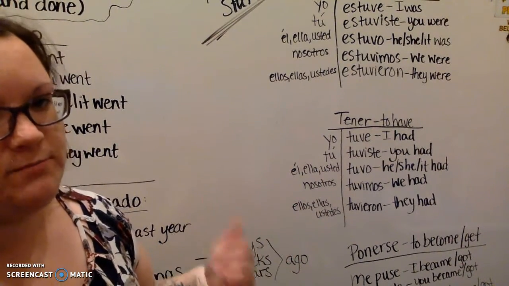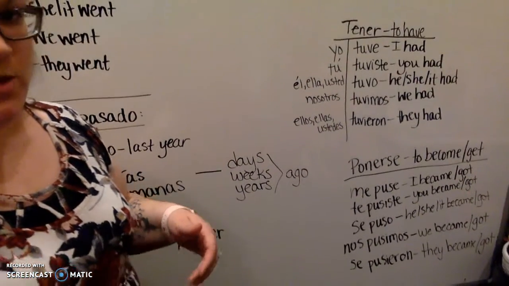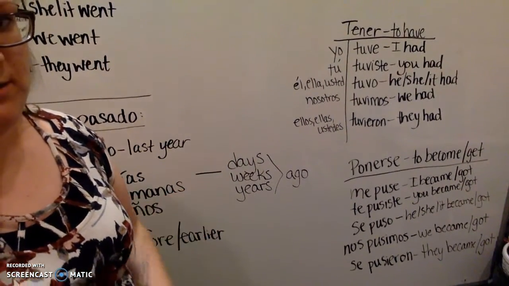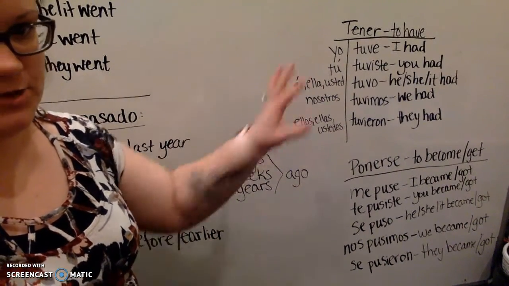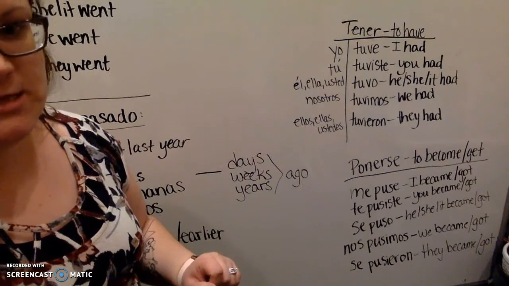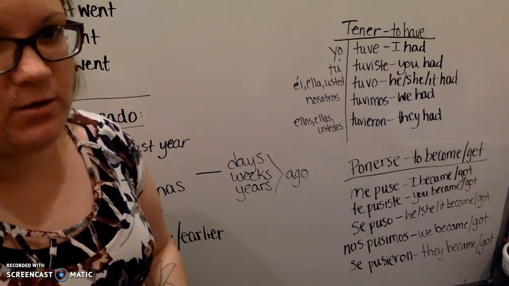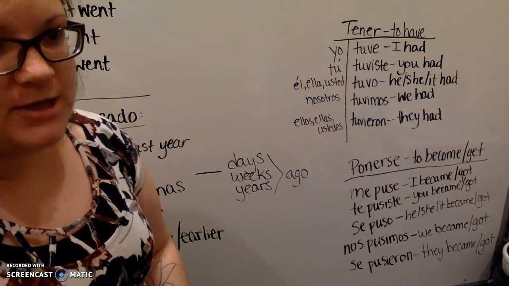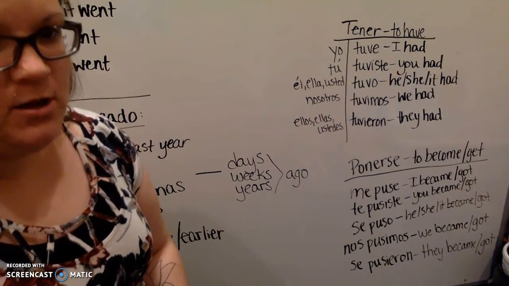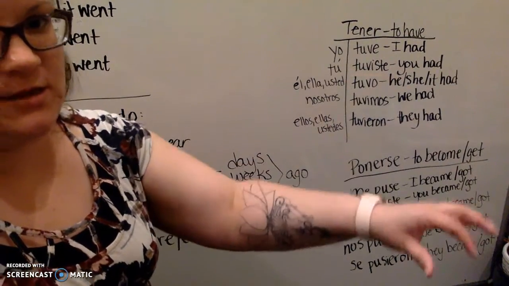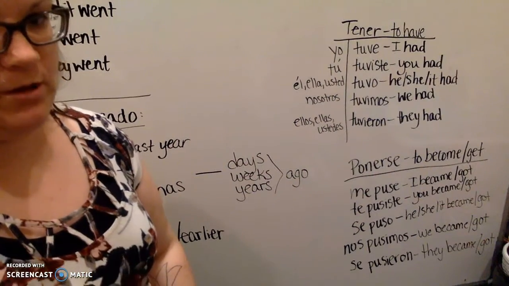All right, so just to remember how to use these. And then the last one that they gave you was ponerse. One really important note to mention about ponerse before we get into the actual conjugation and explanation is anytime you have a verb that has se at the end of it, that verb is what we call reflexive, meaning that the action that is taking place is happening to the person speaking, or the person speaking is doing that thing to somebody else, okay?